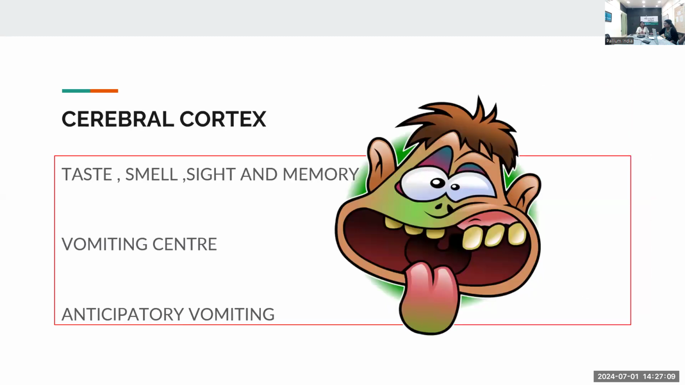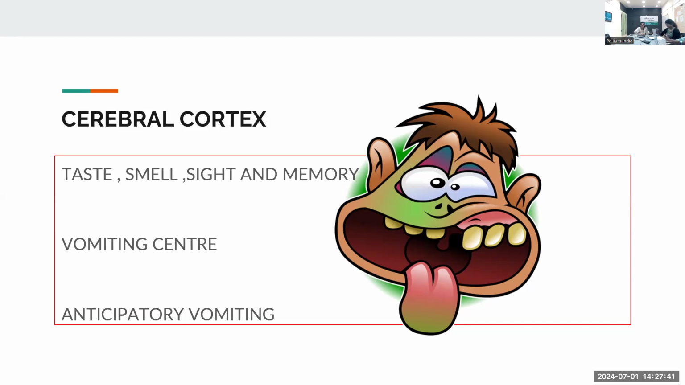Now, the cerebral cortex. Look, in the cerebral cortex, the taste, smell, sight, and memory of something bad can directly stimulate the vomiting center from the cortex. Remember the picture, that picture of the brain. From the cortex, it will send stimuli to the vomiting center and it can cause anticipatory vomiting. So the cause of anticipatory vomiting is the impulses from the cerebral cortex.